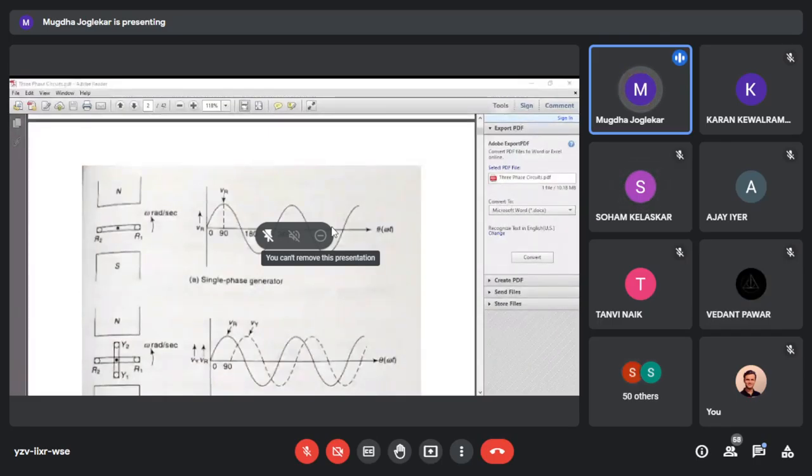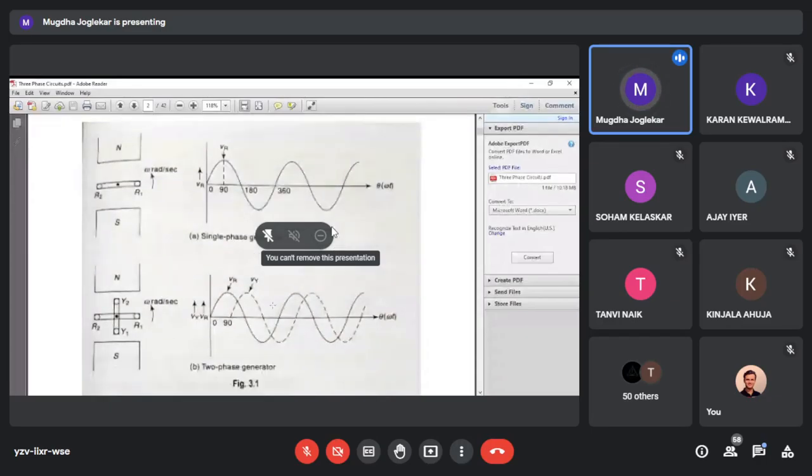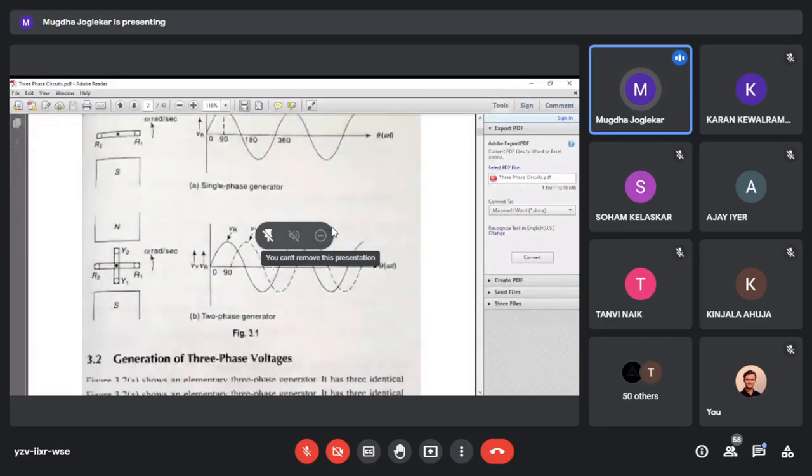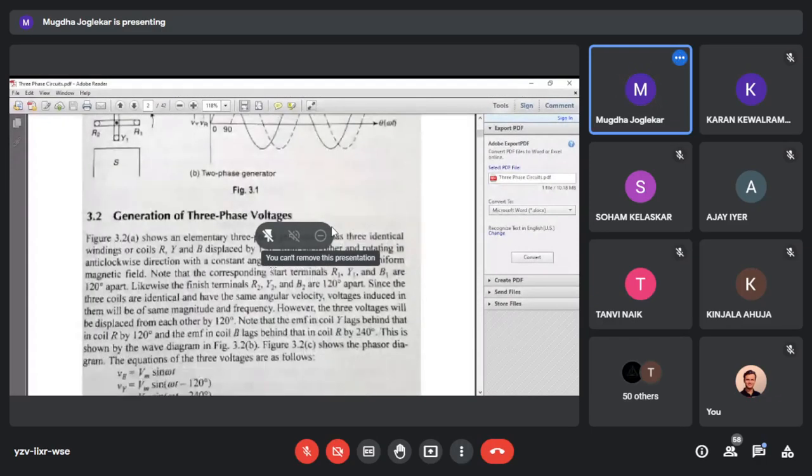Only Soham and one or two students are understanding. What about others? Are you getting it or not? Are you remembering what we did earlier? Yes, ma'am. So the same phenomenon, Faraday's law of electromagnetic induction, we are applying here for three phase. And here, just skip this diagram. Two phase generator is not required, you can read it later on.